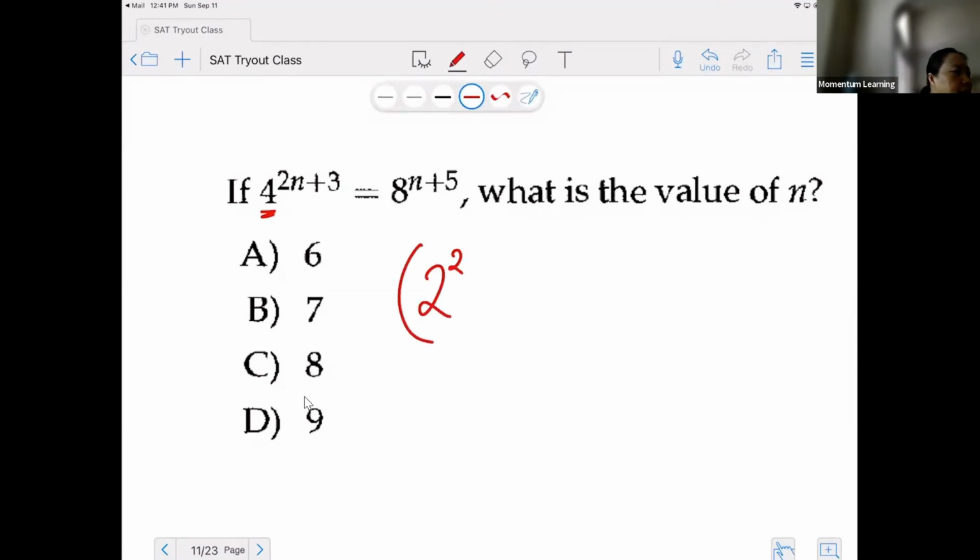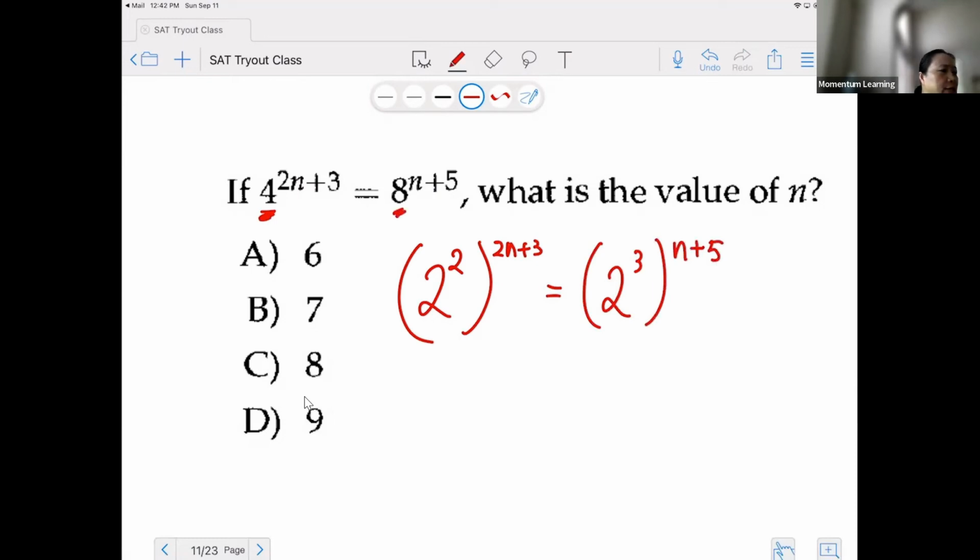And then you have this 2n plus 3. The one on the right, 8 is 2 cubed, and then raised to the power n plus 5. So I'm just replacing the 4 with 2 squared, and 8 with 2 cubed. Now remember you have inside exponent, outside exponent. You will multiply those. So it will be 2 times the quantity 2n plus 3 equals 3 times the quantity n plus 5.